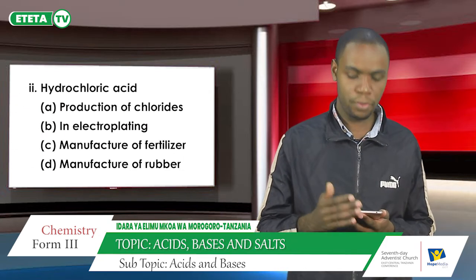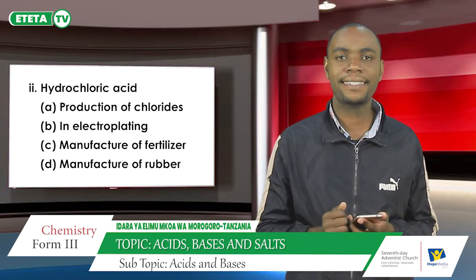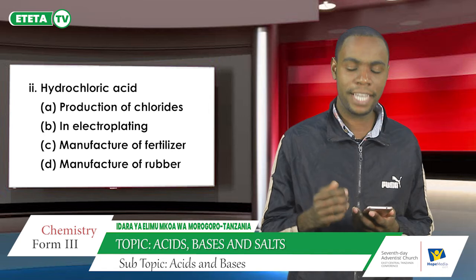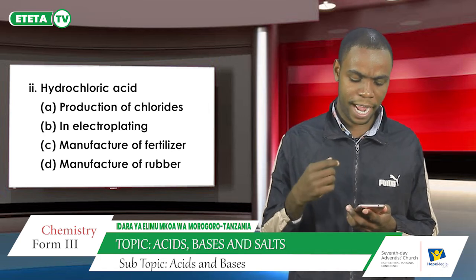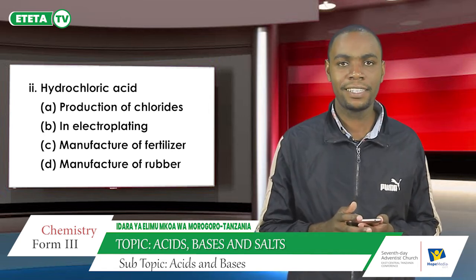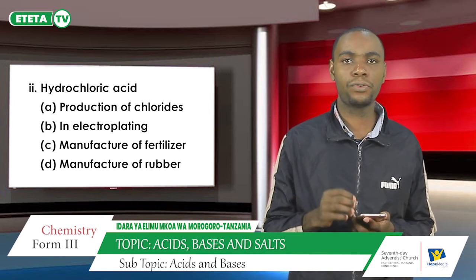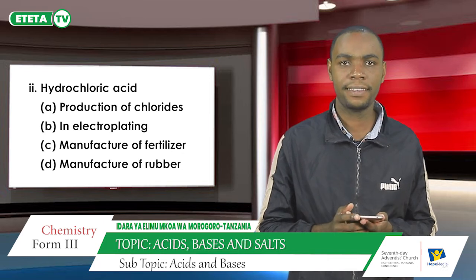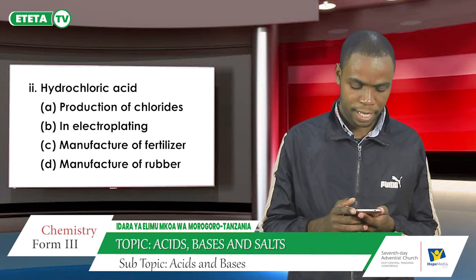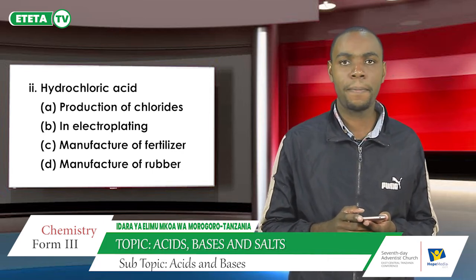Now let's look at the uses of hydrochloric acid. Hydrochloric acid is used in the production of chlorides. Another use, it is used for electroplating.